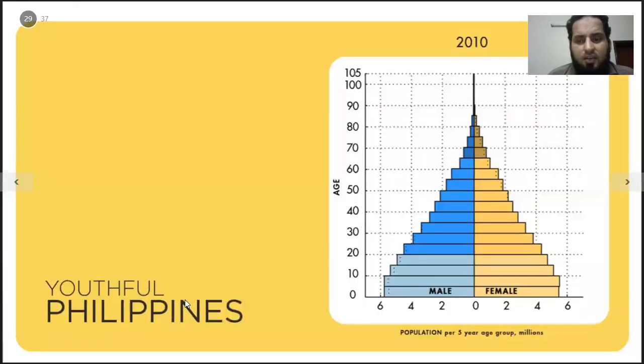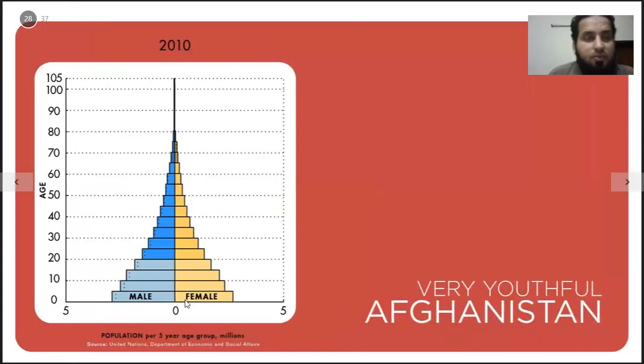Let us see other countries and how their graphs and their populations look. So if we see Afghanistan, it's very youthful. There are more younger people, and then as we move up, there are fewer and fewer middle-aged people, and the older people are very few.